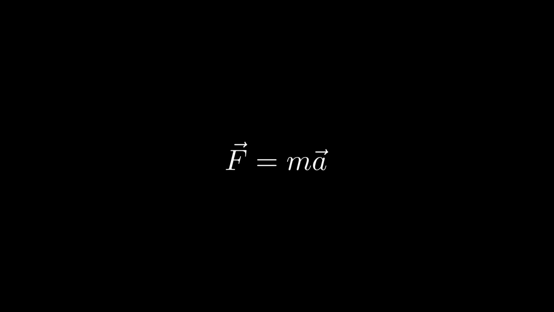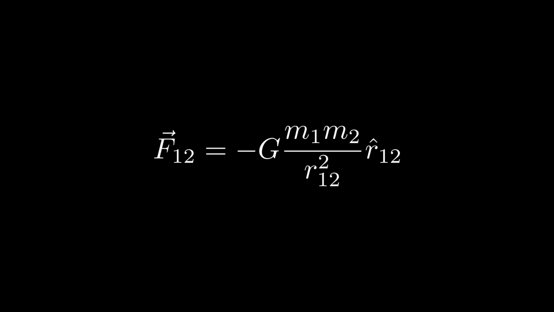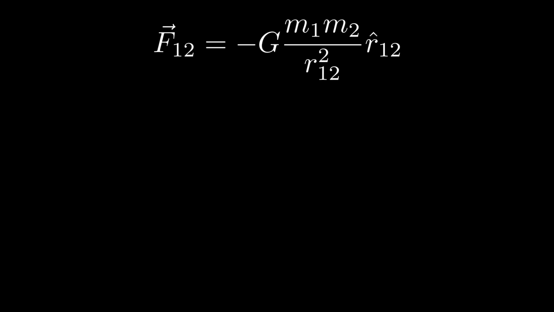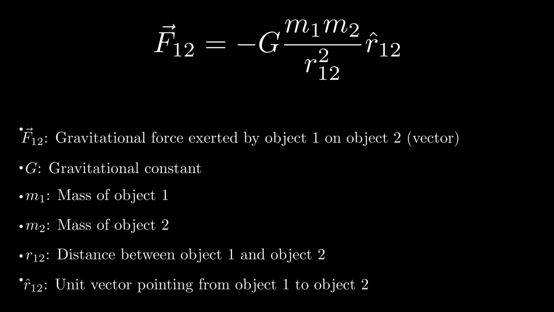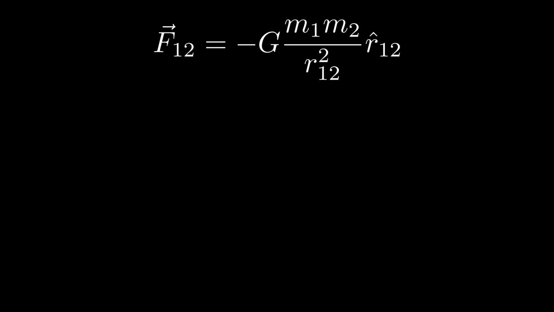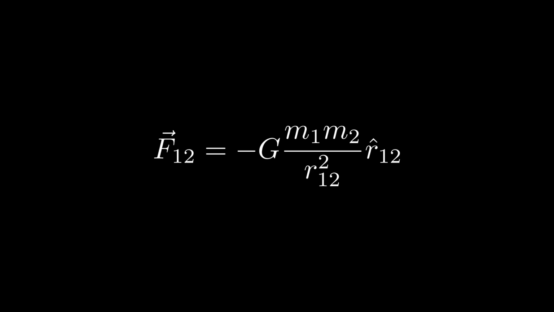Newton's second law states that a force equals a mass times its acceleration. One example of such a force is the force of gravity. Here's a breakdown of its terms. The minus sign indicates that the force is attractive, meaning that the vector related to the force will always point toward the mass that's creating it.